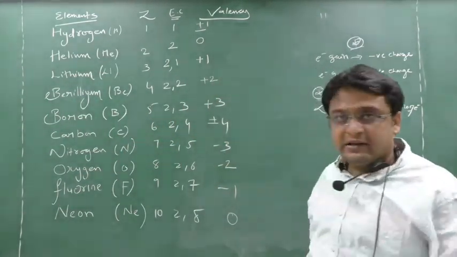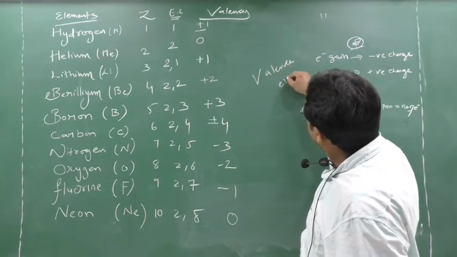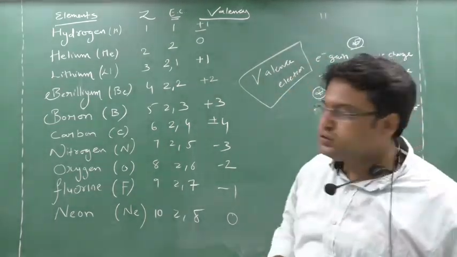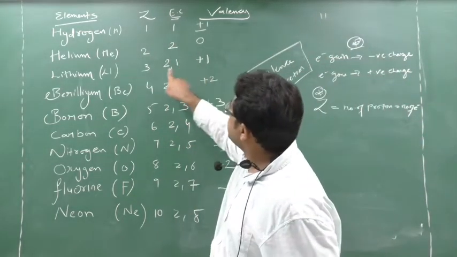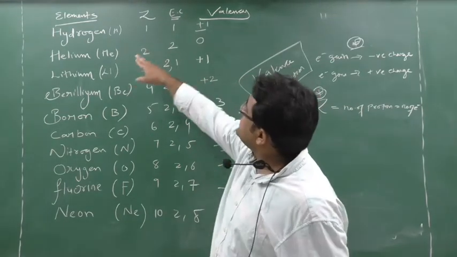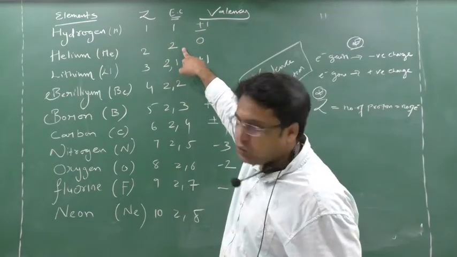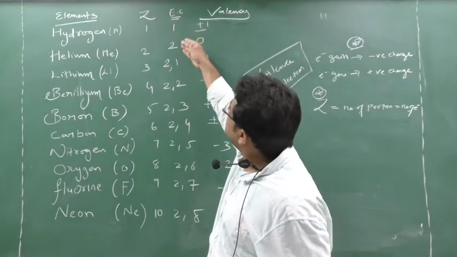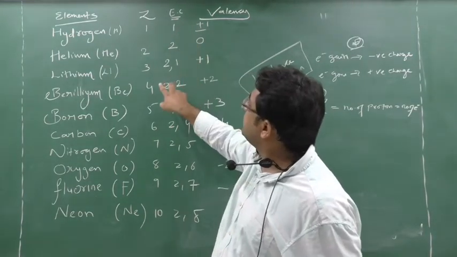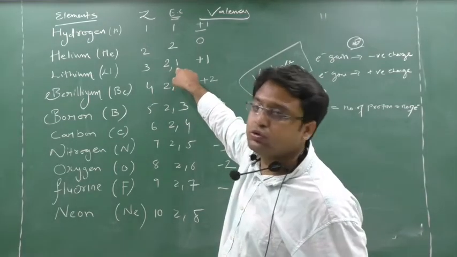And there is one more thing, that is valence electron. What do you mean by valence electron? The electrons present in the outermost shell. So this is the outermost shell. See here. This is not the outermost shell. This is the outermost shell. So what is the valence electron of hydrogen? 1. Valence electron of helium? 2. Yes or no? Because here the first shell and the outermost shell are one and the same. But here there are 2 shells, this shell and this shell. So which will be the outermost shell? This will be the outermost shell.